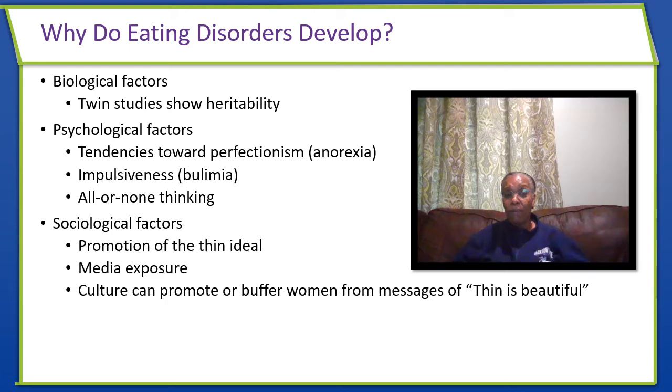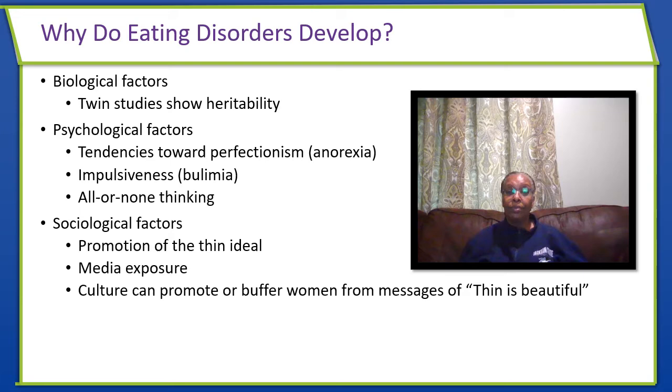Sociological factors would include the ideal of thinness that we were talking about in terms of media exposure. And then culture. For some, like I've mentioned with some parents and so forth, thin is beautiful, but it depends on the culture. If we look at African culture, for example, a woman who's slender is considered poor, whereas a woman who is plump, pleasantly plump, is considered to be rich. So there are also cultural factors involved in how people see each other.